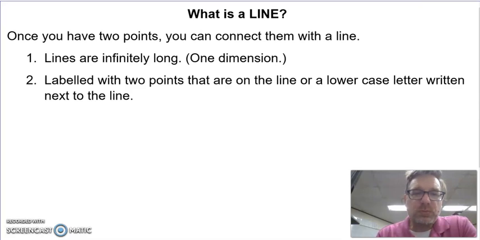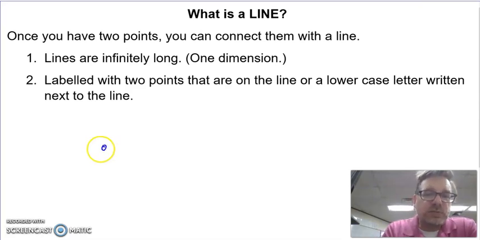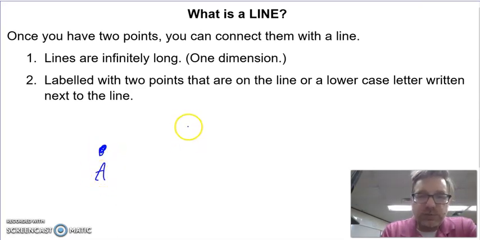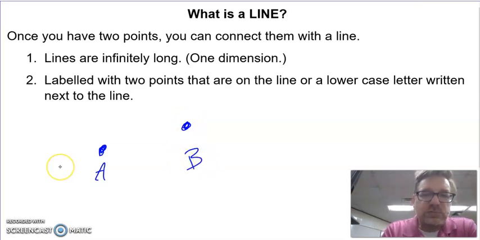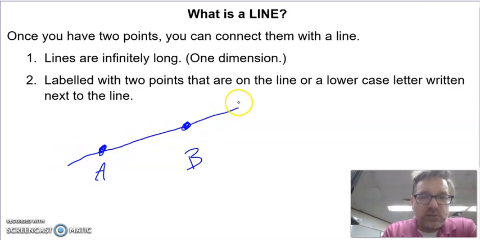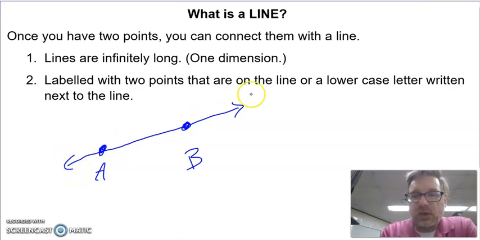Now, what do we do with points? Well, we put points together and we make shapes. And we make shapes by making lines. So if I start with 2 points, let's start with point A, location A, it's a capital letter, notice, and I'm going to have point B. Anytime I give you 2 points, what I am allowed to do now is I can connect these points with a line. This line is infinitely long.